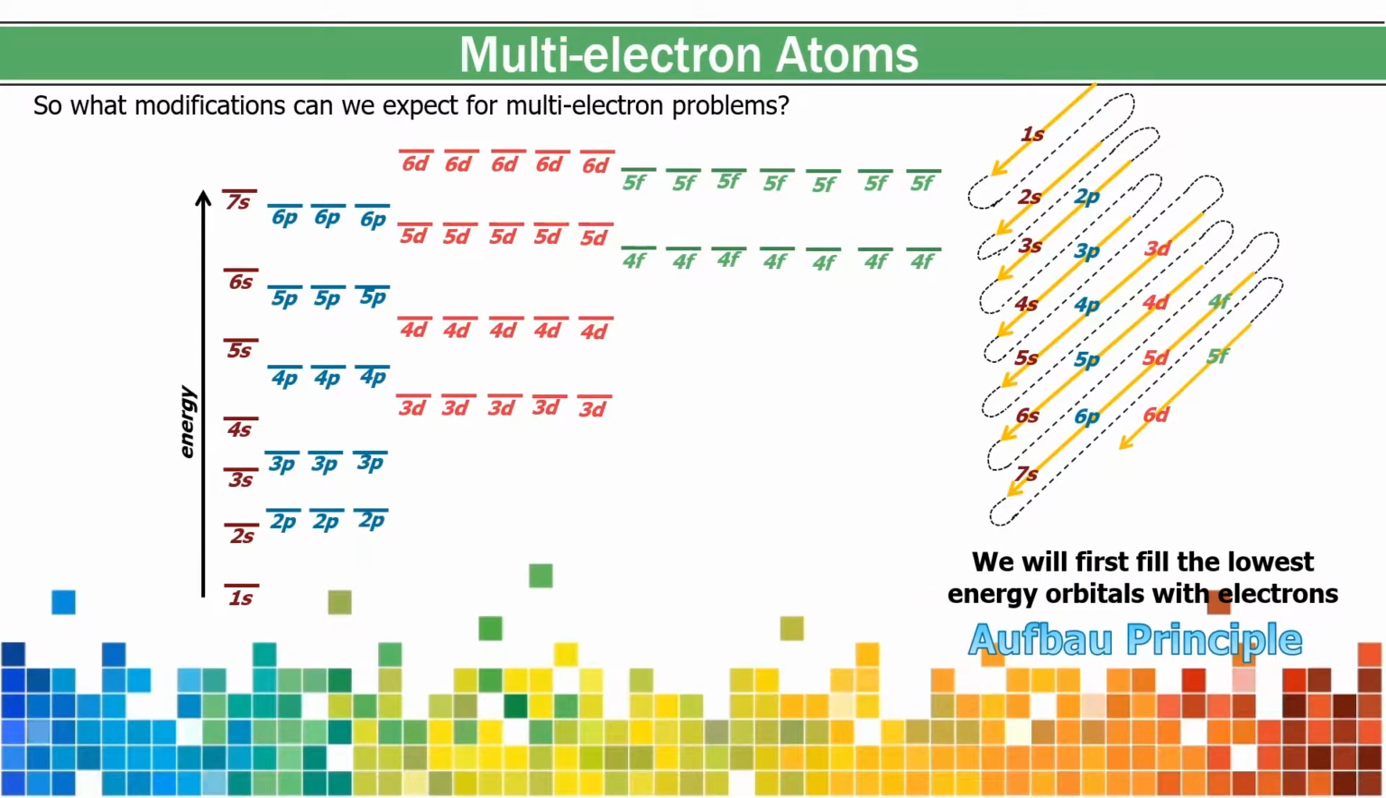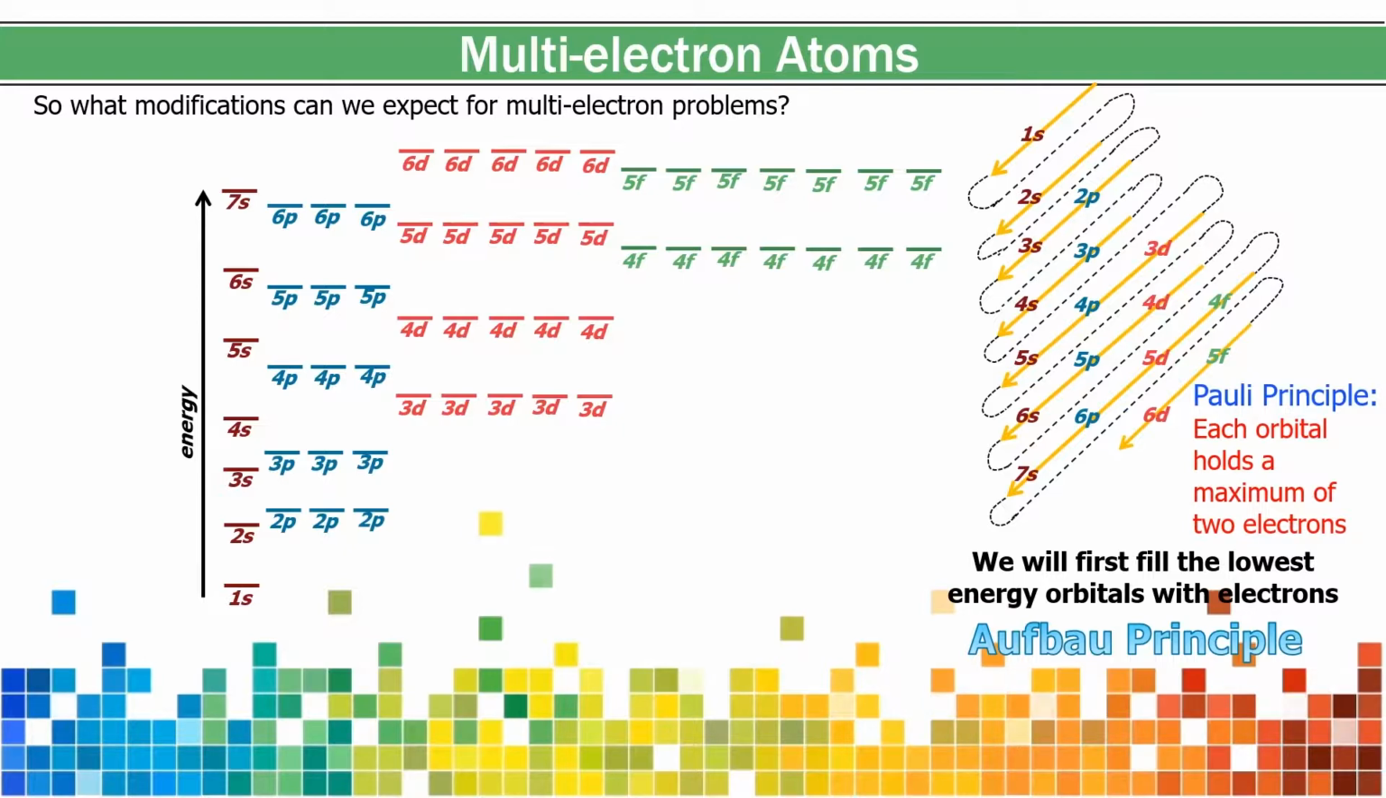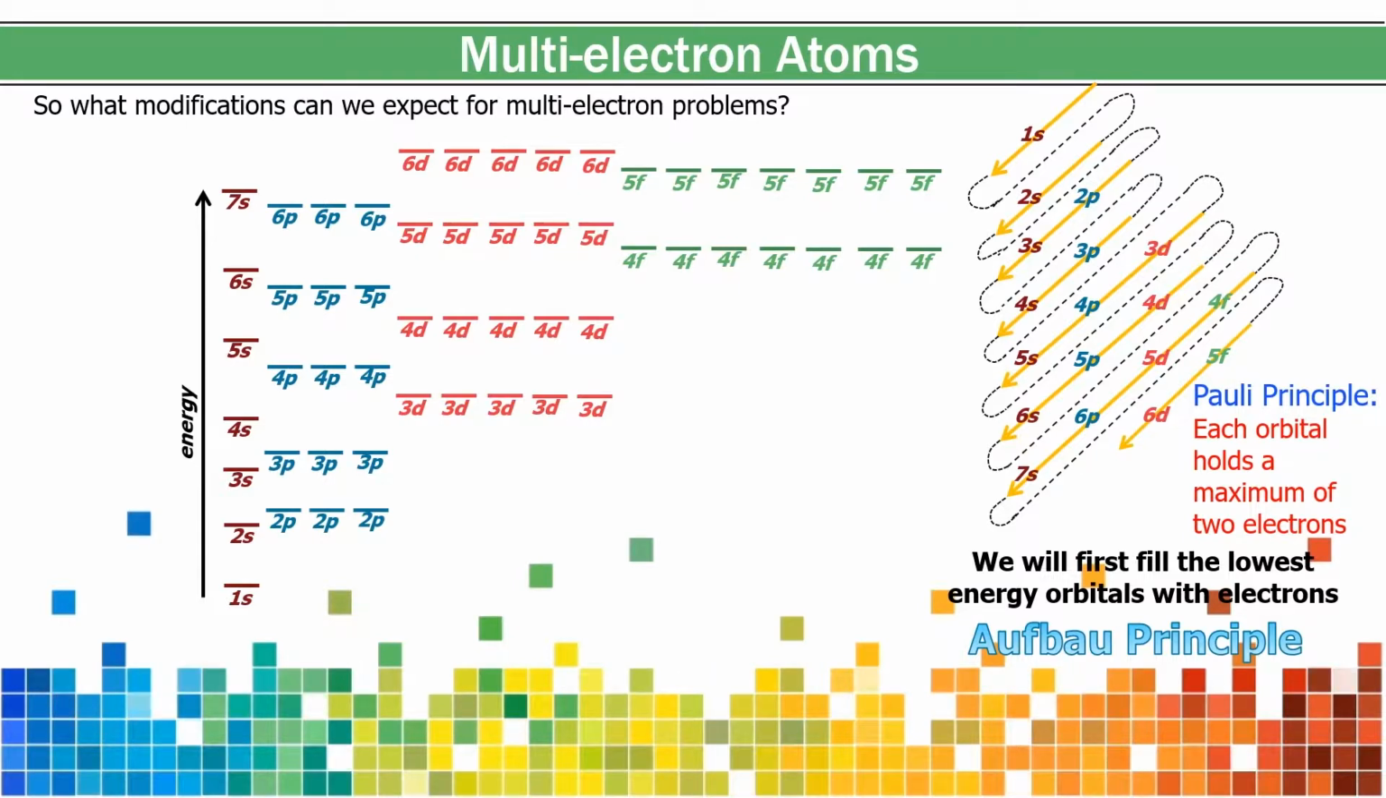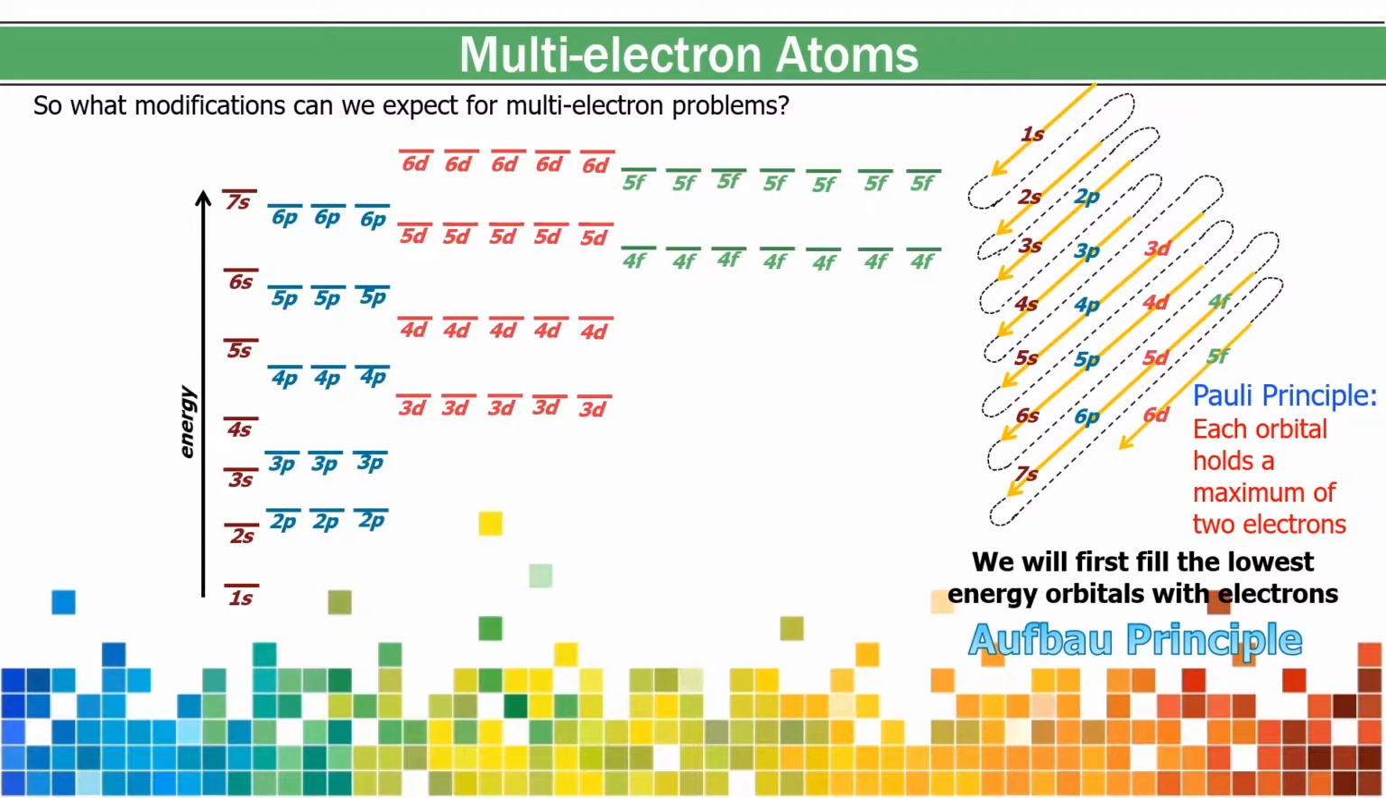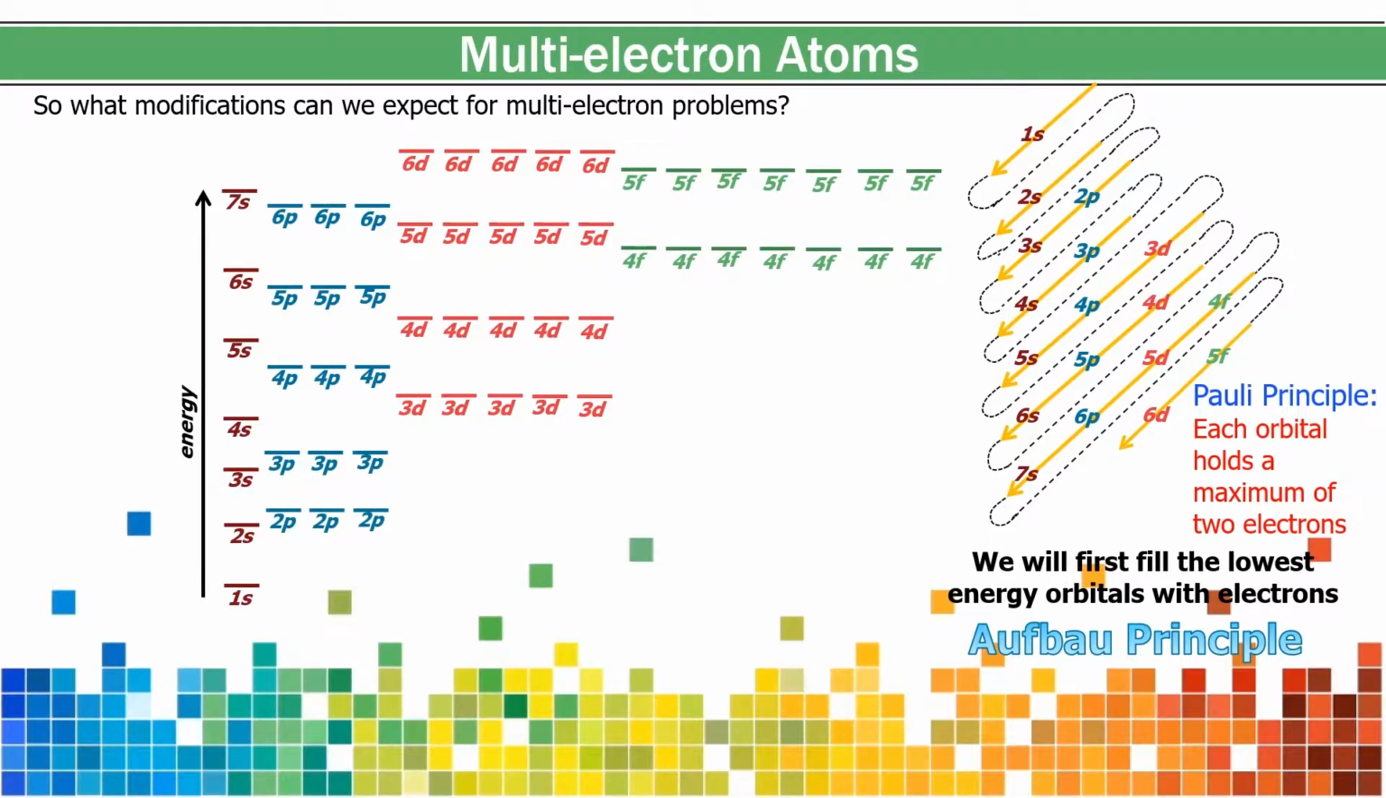Now, we do this while also obeying the Pauli Principle, which tells us to fill each orbital with a maximum of 2 electrons. Now, what happens when we have several electrons left and several orbitals having the same energy, such as 4 electrons going into 3 p orbitals having the same principal quantum number?